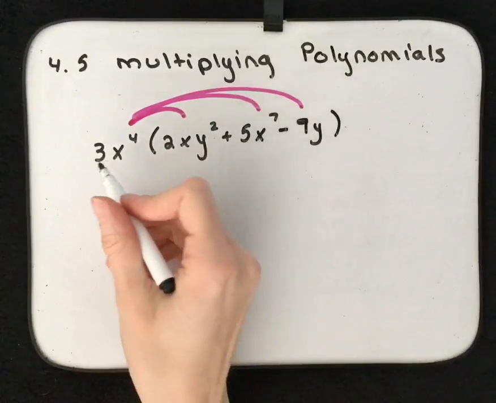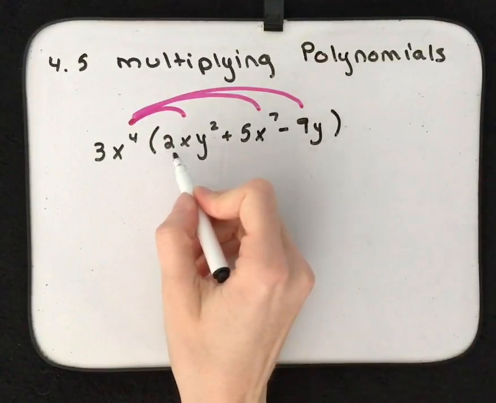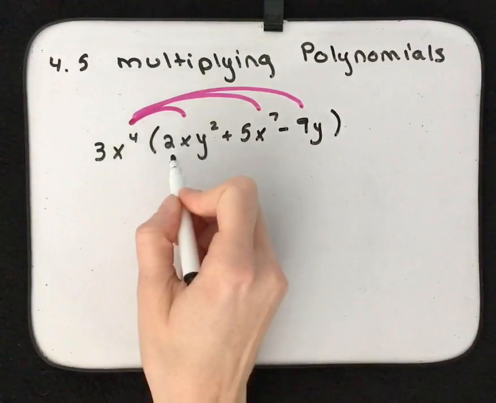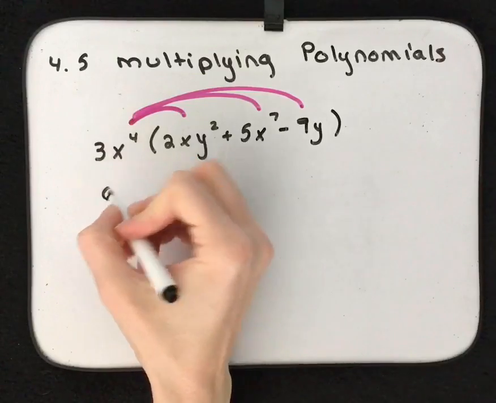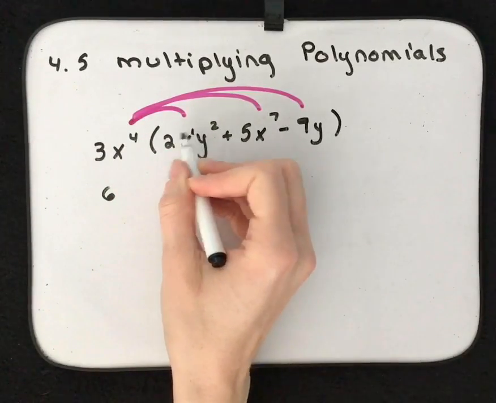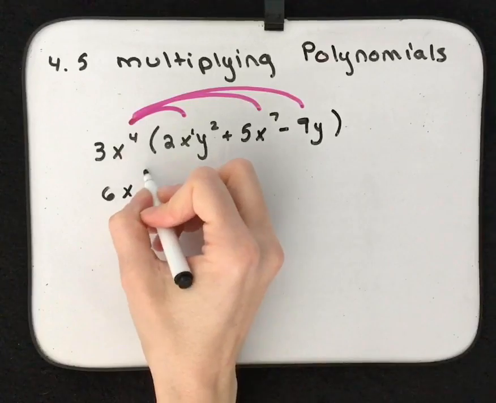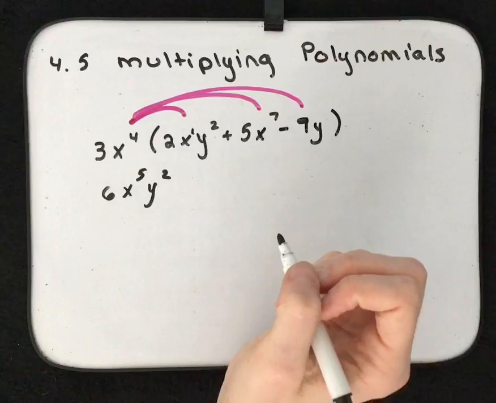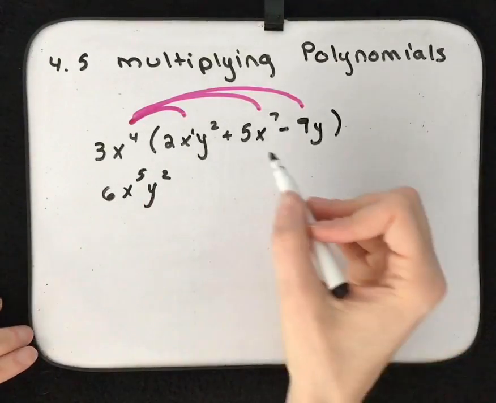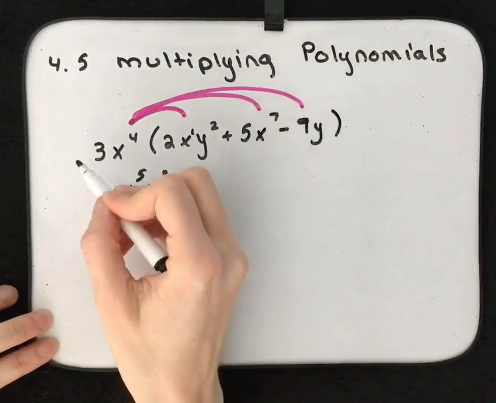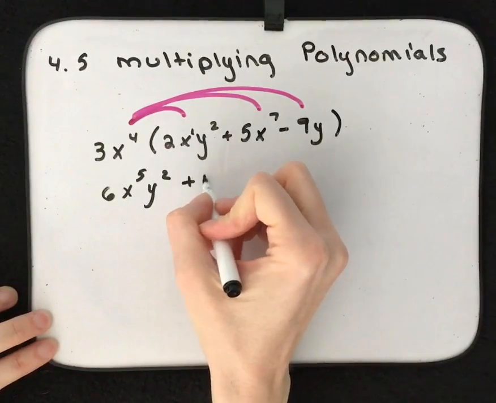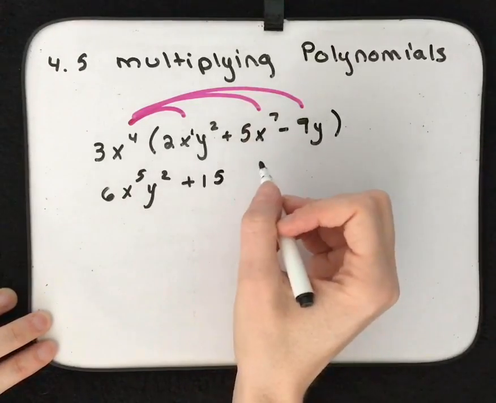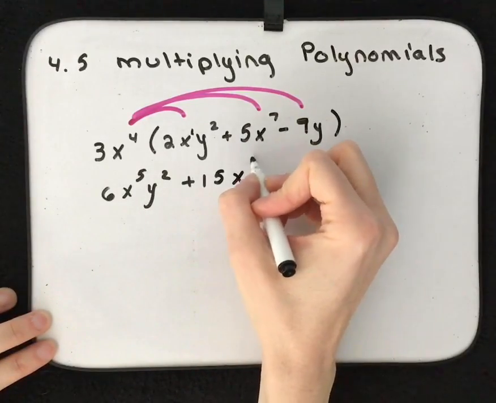So looking at the first piece, we have 3x to the fourth times this first term, 2xy to the second. So 3 times 2 gives us 6. X to the fourth, x to the first, 4 plus 1 is 5, so x to the fifth. And y to the second comes along for the ride. There's no y's right here. So then we have 3x to the fourth times 5x to the seventh. A positive 3 times a positive 5 gives us positive 15, so plus 15. X to the fourth times x to the 7, 4 plus 7 is 11.